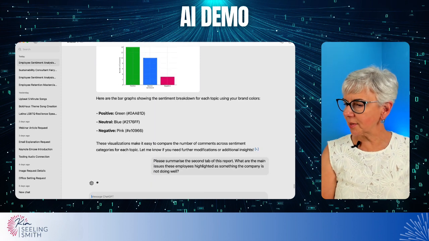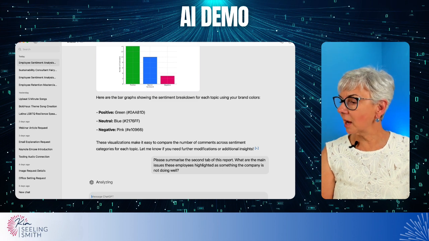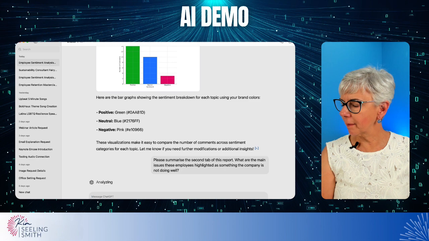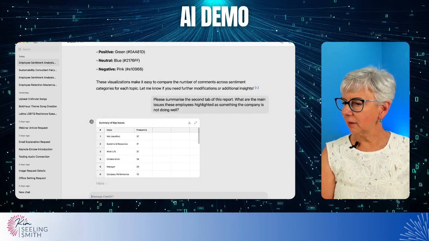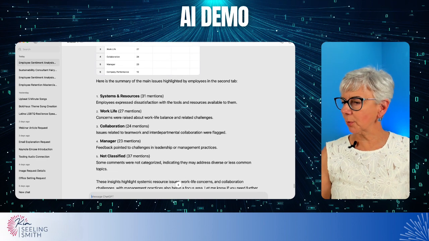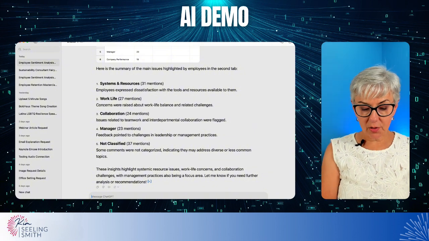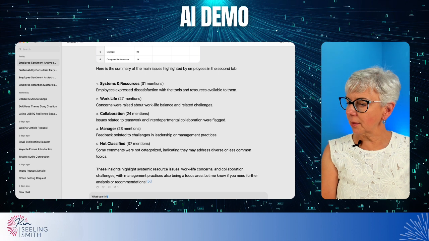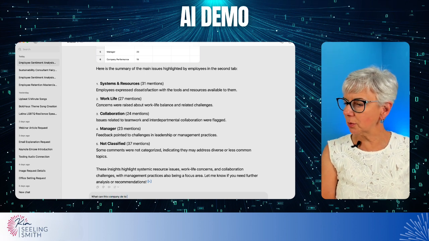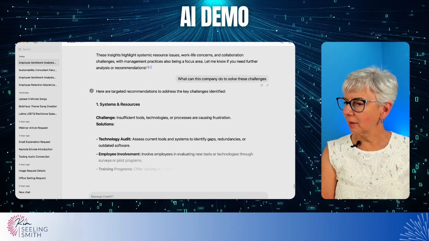Okay, now I'm going to ask it to summarize the second tab of the report. What are the main issues that are highlighted as something that the company is not doing well? There we go. And you can see the type of summary that it gave me for that. Now you could also ask for what this company can do to solve these challenges. There we go.